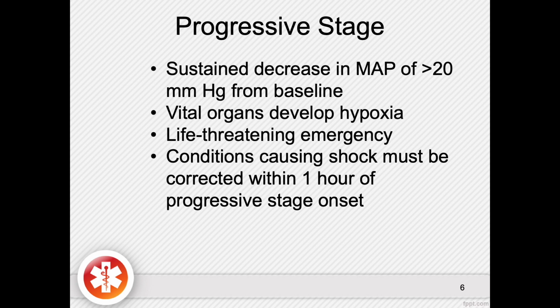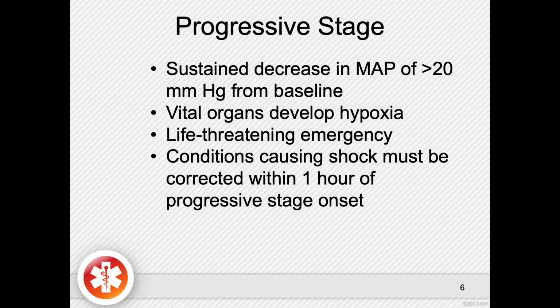Unfortunately, shock is usually slow to be responded to, and that means that the shock will progress to the progressive stage, in which there is a sustained decrease in mean arterial pressure of greater than 20 millimeters of mercury from the baseline. Vital organs begin to develop hypoxia. This is a life-threatening emergency. Conditions causing this type of shock must be corrected within 1 hour of the progressive stage onset to improve patient outcomes.